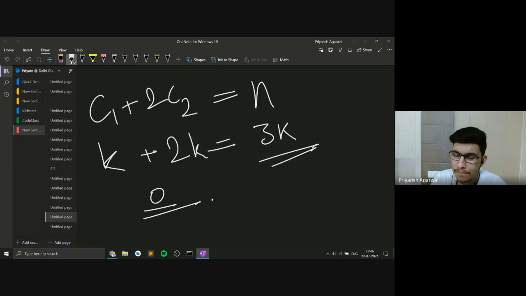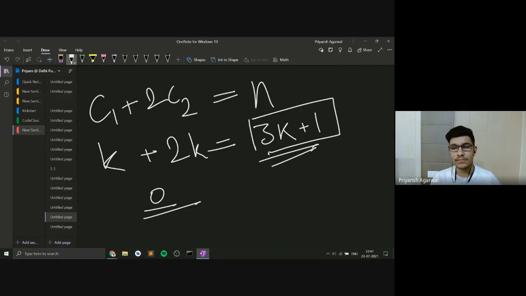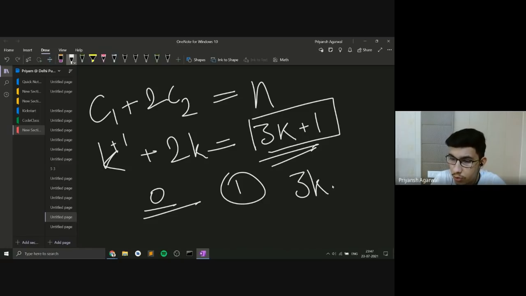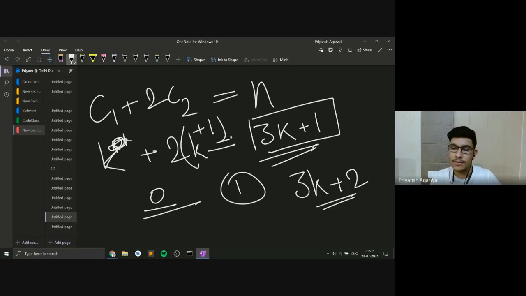Cool. Now let's say n is of the form 3k plus 1. What would you do in this case? You can just simply add a 1 to C1, and you would get the same result, and now the difference between C1 and C2 would be 1. And similarly, if your overall value is 3k plus 2, you can add a 1 to C2, and your overall sum will again be 3k plus 2.